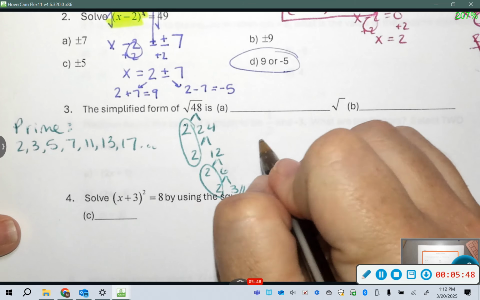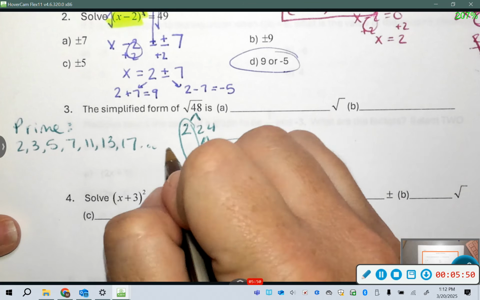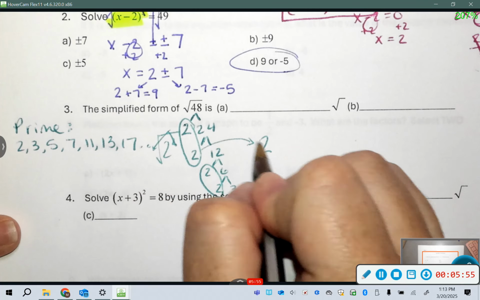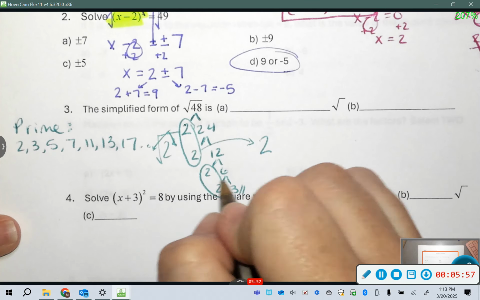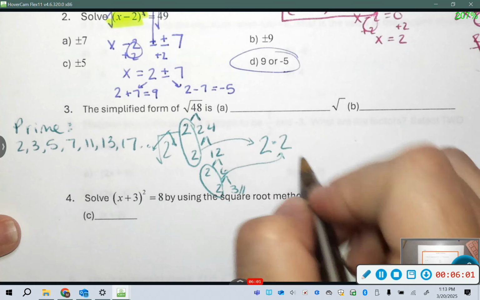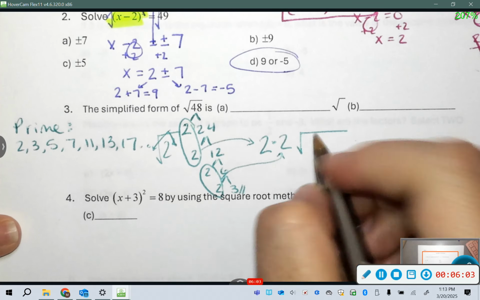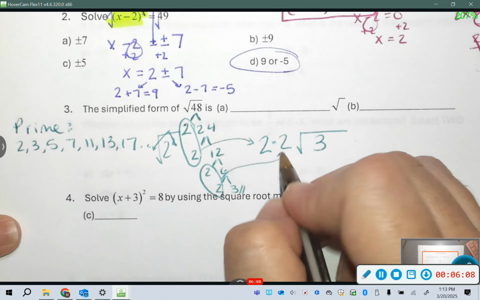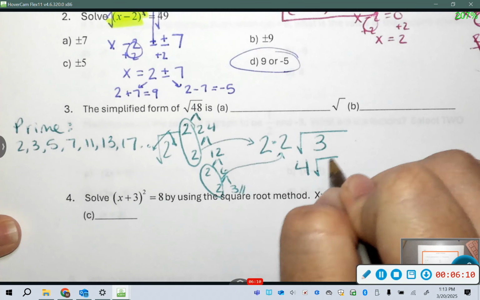So I'm going to take a 2 out because of this. Remember, I can rewrite this as 2 squared, and a square root cancels a squared. So I only take one 2 out because of the circle. I'm going to take another 2 out because of that circle. And remember, it's factoring, so we're multiplying. And then my leftover 3 has to go back inside because there was no pair to take it out. Well, 2 times 2 is 4, square root of 3.